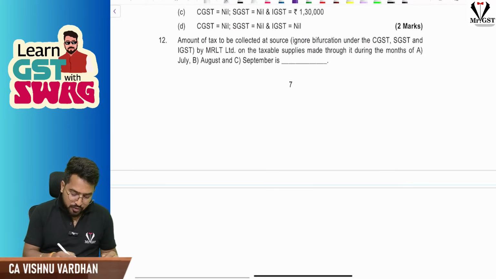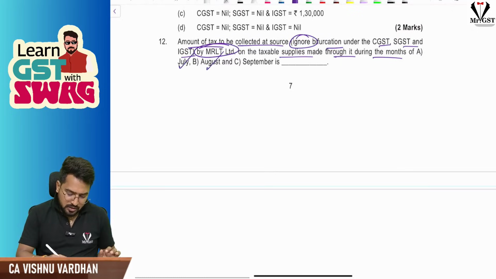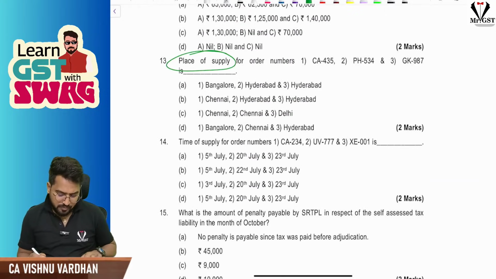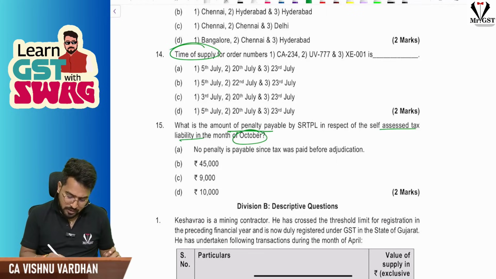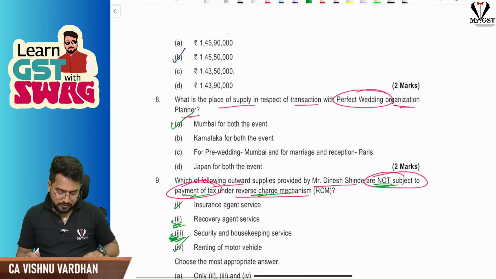Next, amount of tax to be collected, also TCS. Ignore bifurcation CGST, SGST, all these things on taxable supplies made through it during that. But this is TCS by MRLT Limited. Okay, for month July, August, and September. Next, you should calculate place of supply. Next, time of supply. Next, what is the amount of penalty payable in respect of self-assessment tax liability for the month of October? Okay, they are asking only about the penalty. That is important. Fine.